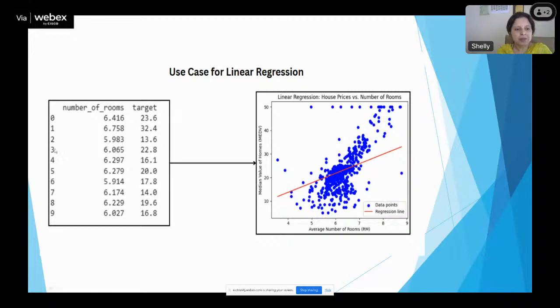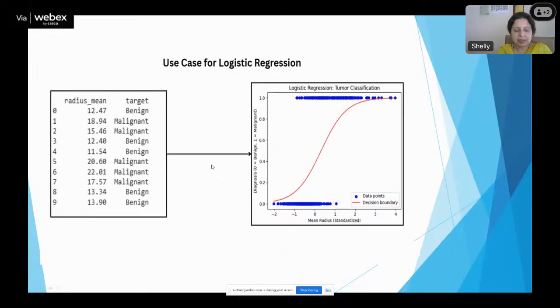So for example, you have a certain number of rooms, and then you have the target value. Here, in the next lab session, we have a radius mean and a target. We have a breast cancer data set, and we want to classify whether the person has a tumor that is benign or malignant. That is what we'll be discussing in the next one.